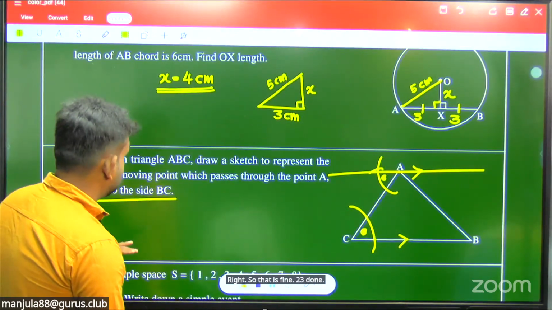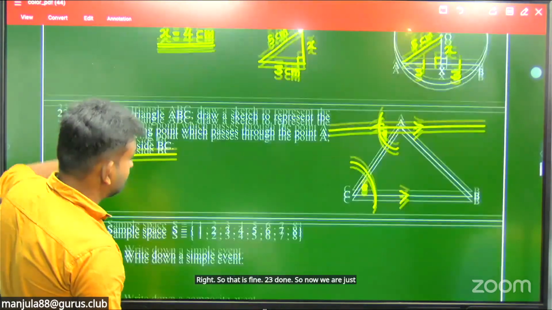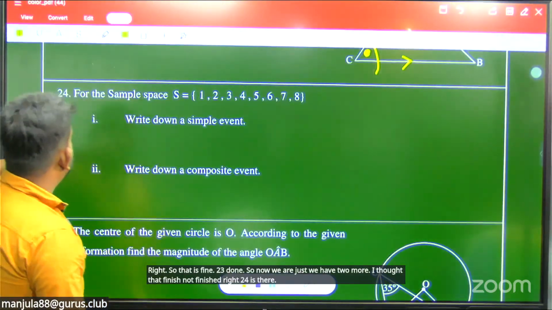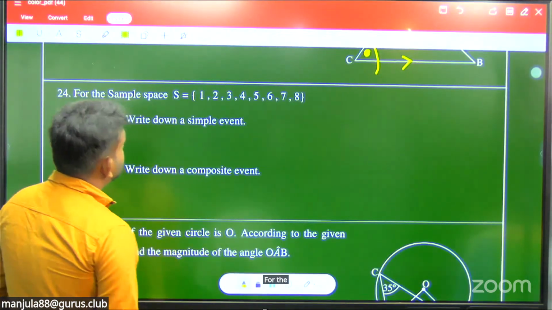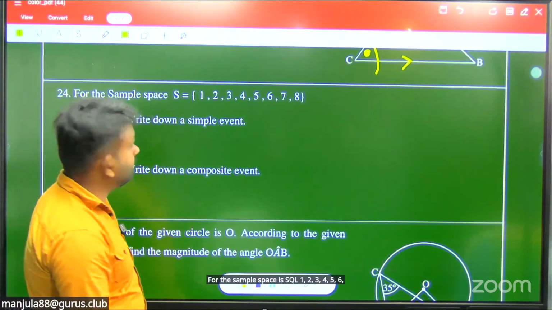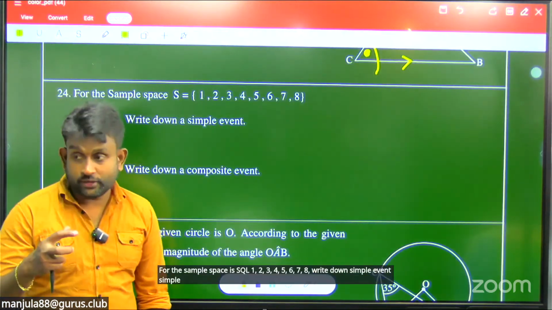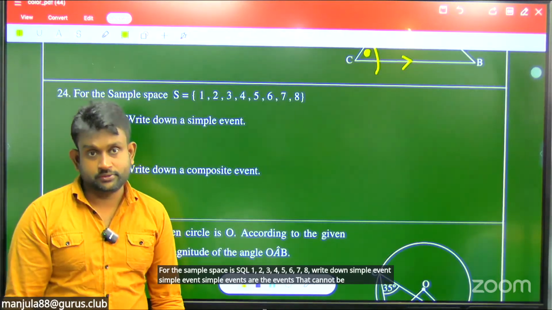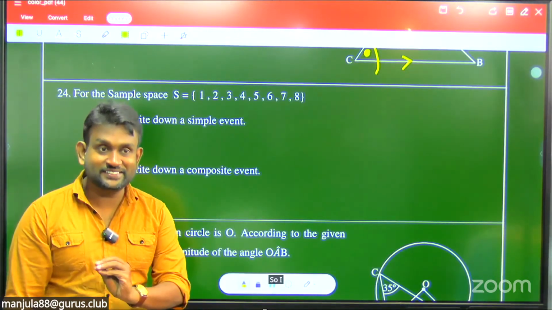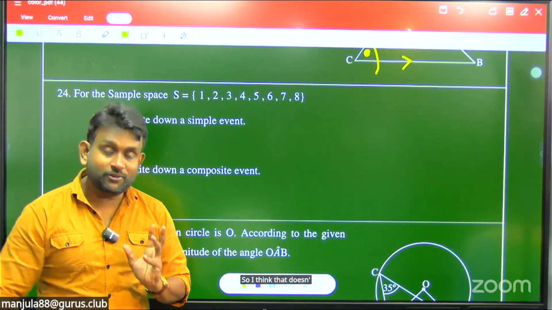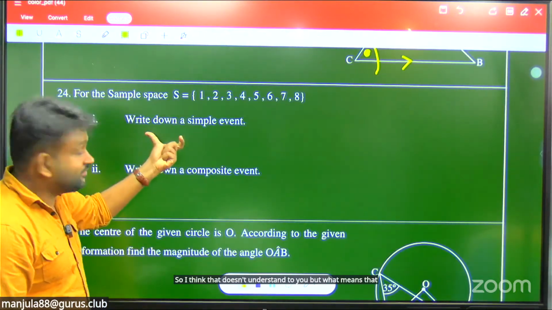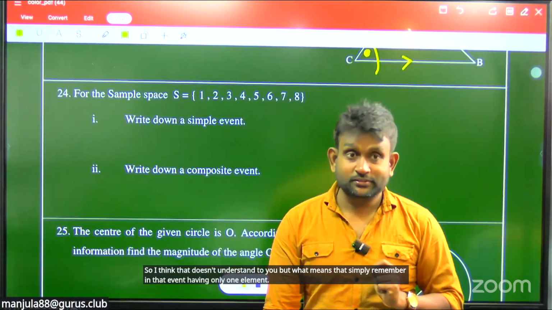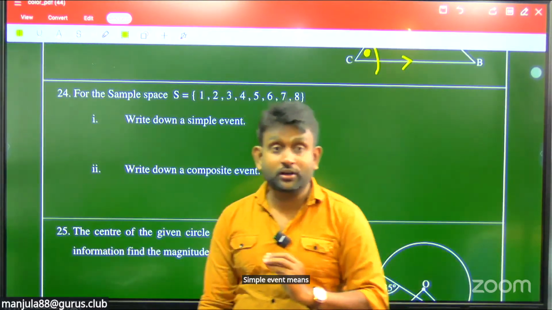So now we have 2 more. I thought that was finished, but not finished, right? 24 is there. For the sample space S equal to 1, 2, 3, 4, 5, 6, 7, 8, write down a simple event. Simple events are the events that cannot be further segregated. What does simple event mean? Simply remember, that event has only one element. A simple event means an event that contains only one element.